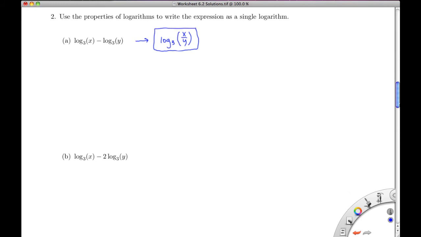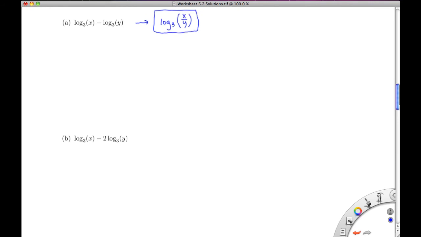So now we go down to part B. Similar problem, except now we've got this coefficient 2 to worry about. In general, with these combining log type problems, if you've got coefficients, take care of those first. Make those exponents of your arguments, and then look for combining differences or sums of logs with the other properties.